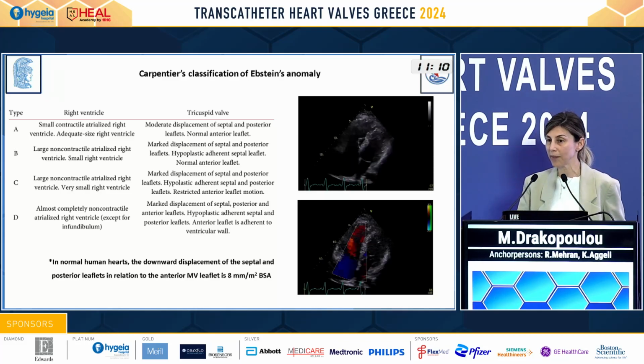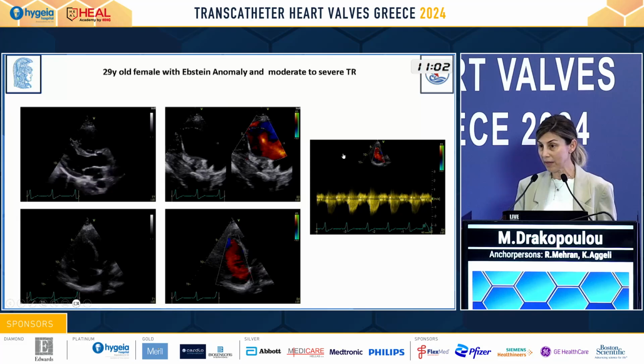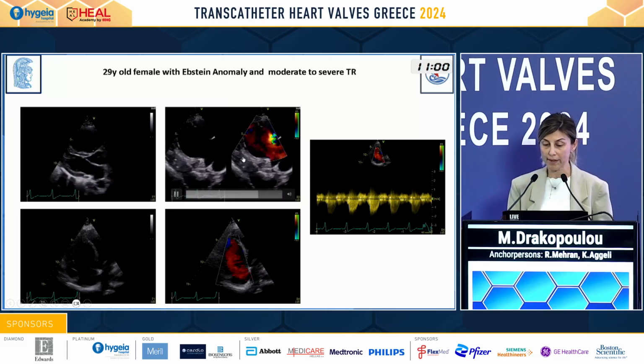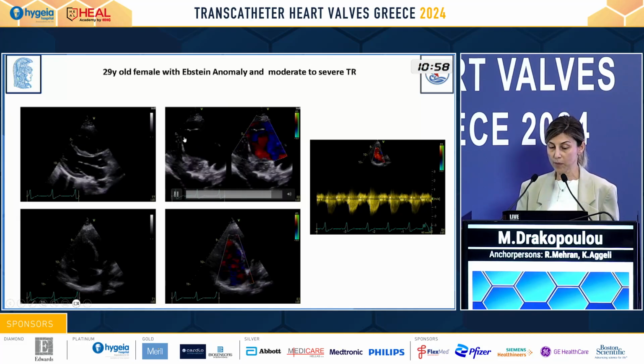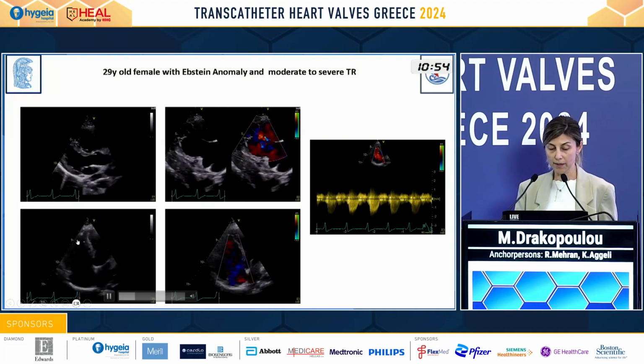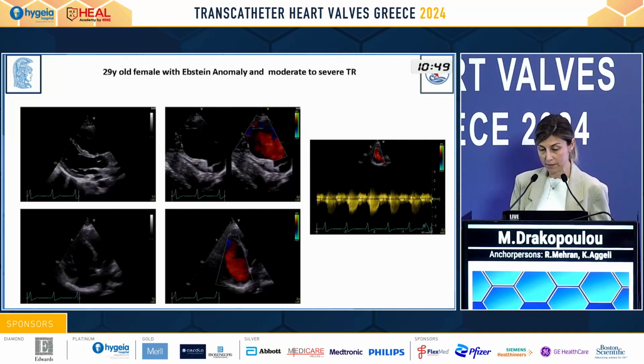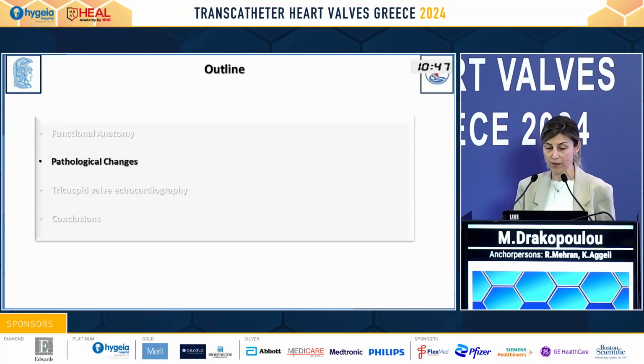And we see that we have mild forms and severe forms, starting from type A to type D. As we can see here, it's a moderate form, but we can also have extreme forms, like this patient in whom both septal and posterior leaflets are very high in the right ventricle, reaching the apex of the right ventricle. So this is the congenital heart disease and the Ebstein anomaly of the tricuspid valve.